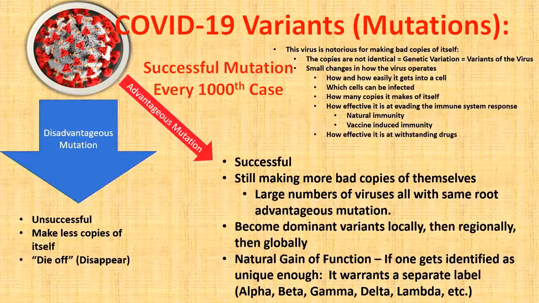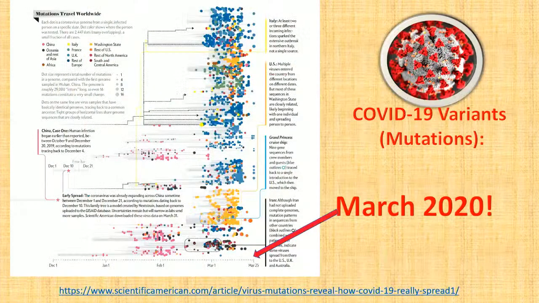Successful mutations have an advantage, and they make the other ones go away. And there are large numbers, again, that have the same root. You can truly think of this as a natural gain of function, right? What the virus is doing is it interacts with the environment and the people that are in it, those that have been vaccinated and those that have not. It figures out ways to get around the immune system and to get around the vaccines. And because it has such a high mutation rate, it's able to do that quickly.